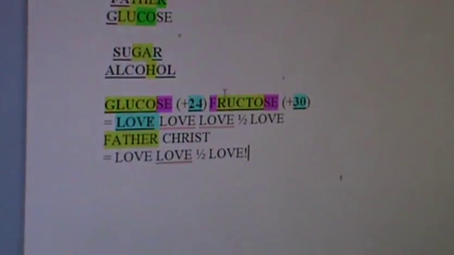The O-U-R, center of Christ. Like, look at how this spells Christ. The C and the T are the bookends of Christ. O-U-R equals the love that's at the center of Christ. Then here you've got an L-O, half a love. Enough said. It's genius. Glucose fructose has been solved.